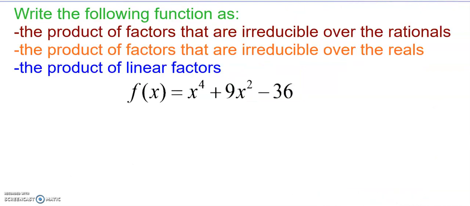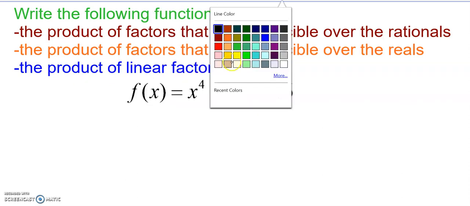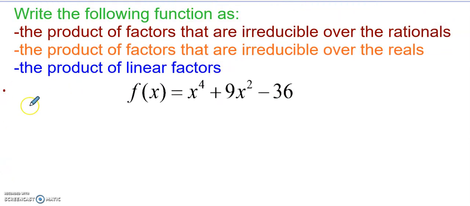Okay, last example here. We're going to write the following function as a product of factors that are irreducible over the rationals, a product of factors that are irreducible over the reals, and a product of linear factors. Basically, as best as I can describe it, we're just going to factor until we can no more. It's going to be really great. Okay? So I'm going to try to color code this as best as I can here for you guys. The first one.